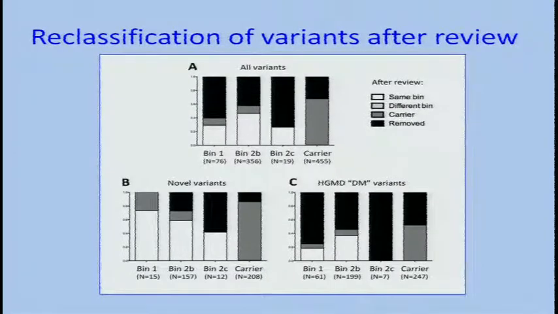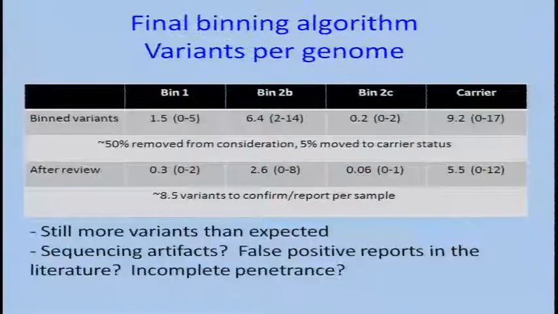What was interesting to me was that more of the human gene mutation database variants were removed compared to sort of the novel truncating ones. So in the end, after removing that 50% of the variants, we ended up with about 0.3 variants in bin 1 per person, 2.6 bin 2B variants per person, et cetera, about 5.5 carrier variants per person. And this amounts to about 8 to 9 variants that you had to actually then go and confirm in the CLIA lab and see if they're actually real.